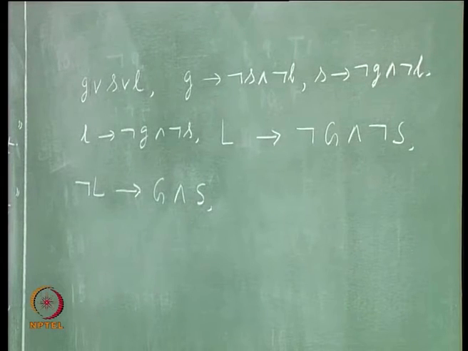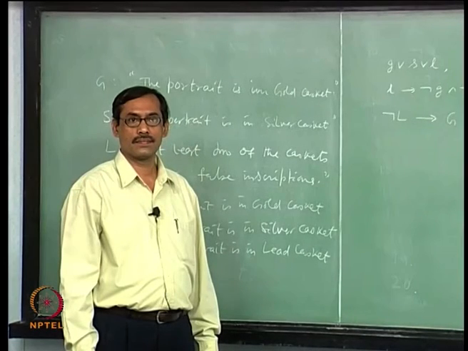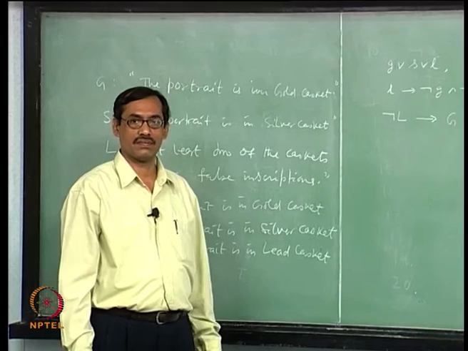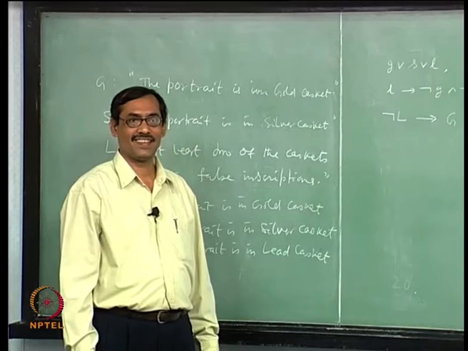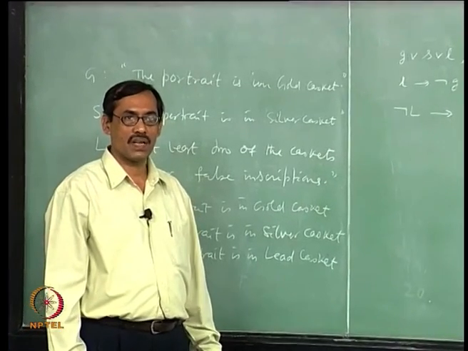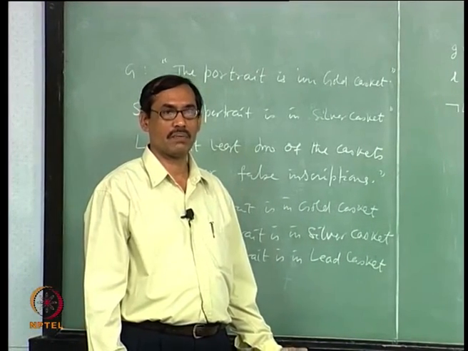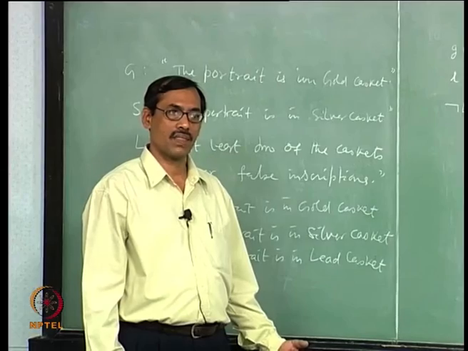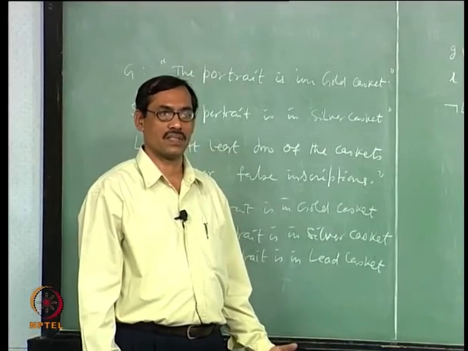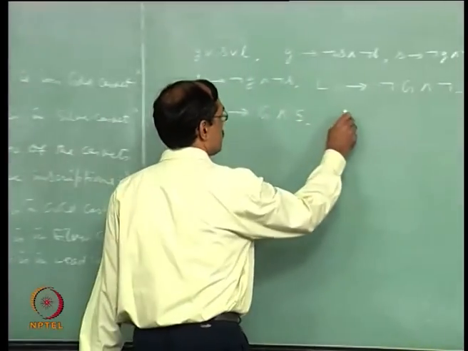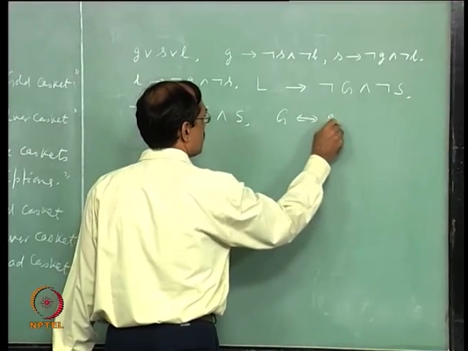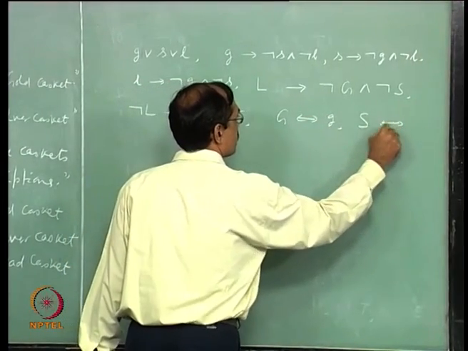Capital G implies small g, capital S implies small s. Why implies? If and only if. Oh, okay. Suppose the inscription which is written on the gold casket is true, that means the portrait is in here is true. So, small g is true and conversely. So, we have G if and only if small g, S if and only if small s.